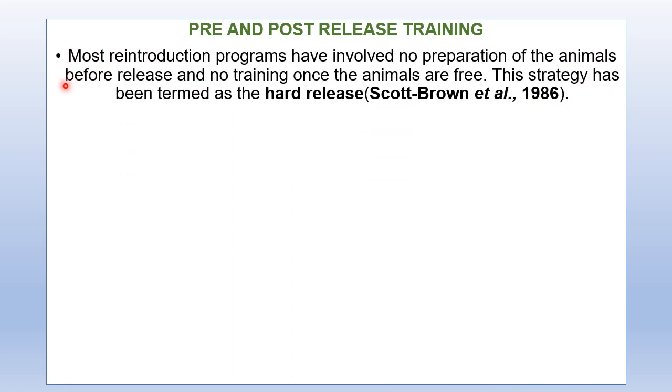One most important aspect of reintroduction and translocation is the pre- and post-release training of the focal animal. Most reintroduction programs have involved no preparation of the animals before release and no training once the animals are free. This strategy has been termed hard release. When an animal is maintained in an enclosure constructed at the release site and is released after a period of acclimatization, it is called soft release.